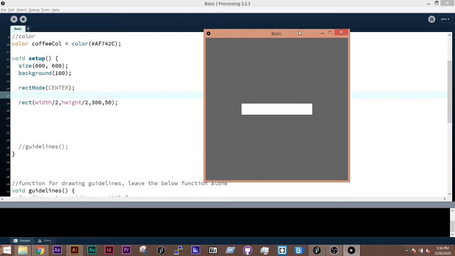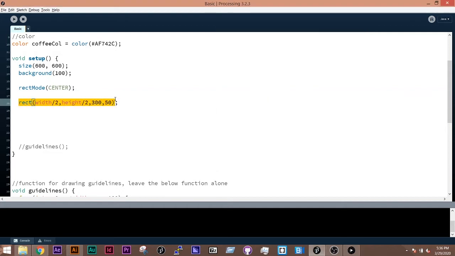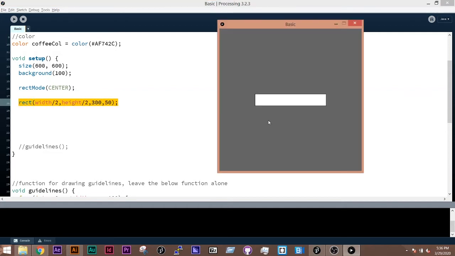Now, one thing you may want to do is rotate shapes, and it's honestly more difficult than it should be in this program. So I'm going to walk through and give you some basic steps on how to rotate objects. For example, I have this rectangle that is centered in the very center, and it has a width of 300 and a height of 50, and I want to rotate this on an angle 45 degrees.